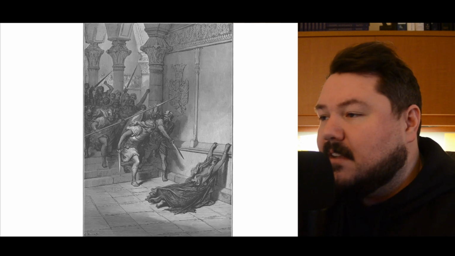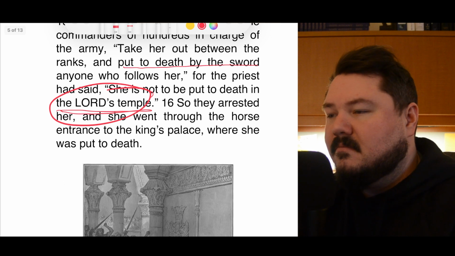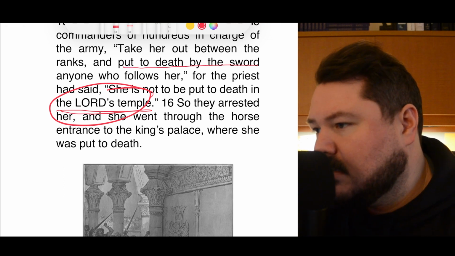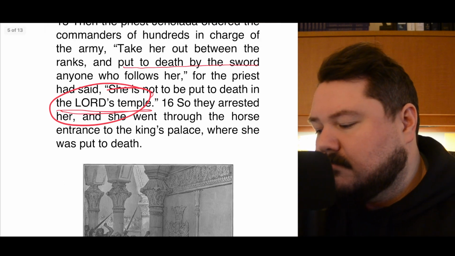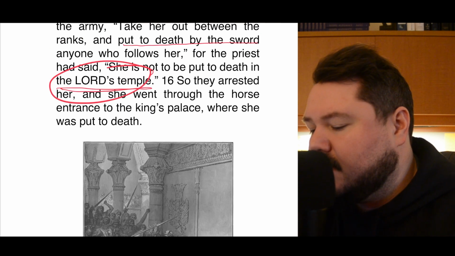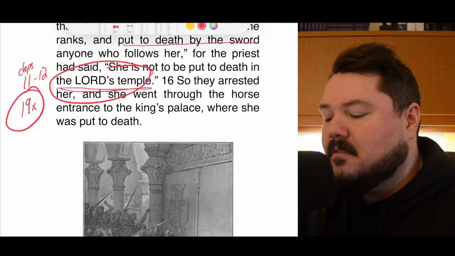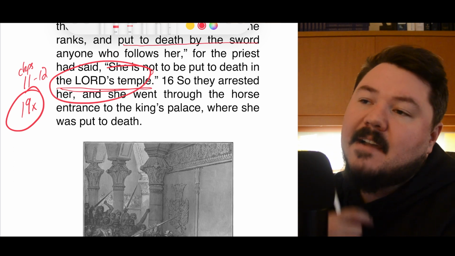But I thought it was interesting. All of this, the Lord's temple is a big feature in all of this. It's mentioned quite a bit. I think it's in chapters 11 through 12. It's mentioned 19 times, the Lord's temple, or the Lord's house, the house of Yahweh.